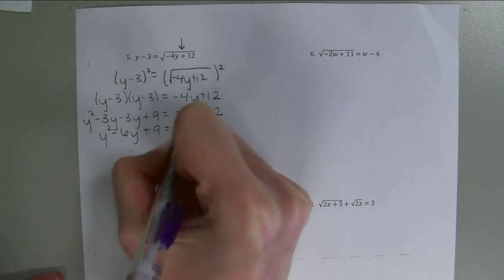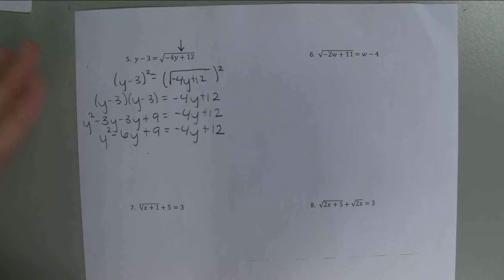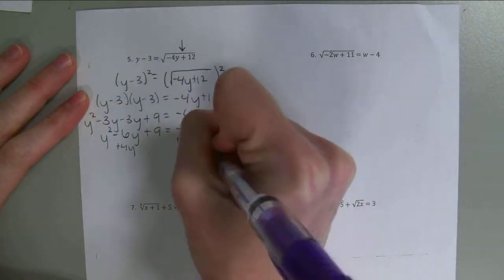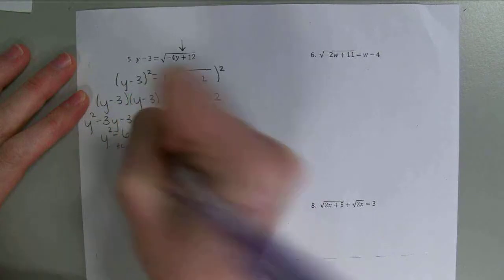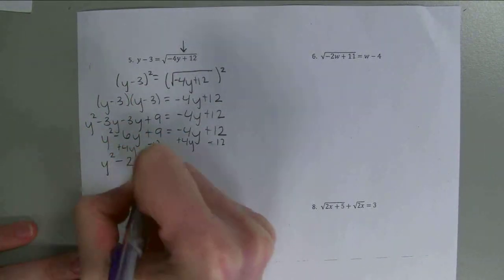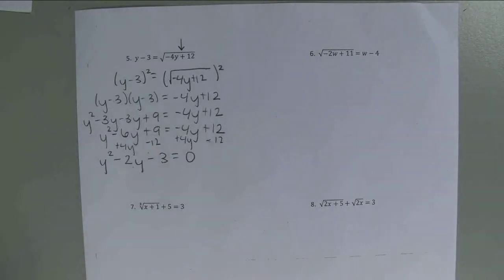All right. So I want to move everything to the left because I like to keep my y squared positive. So I'm going to move my negative 4y to the left by adding it to the 6y. And I'm going to move my 12 to the left by subtracting it. So I'm going to have y squared minus 2y minus 3 equals 0.